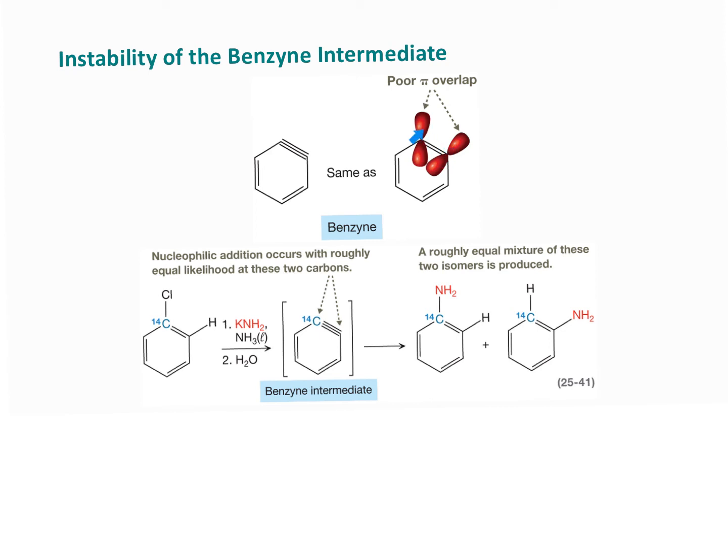We have some really poor pi overlap. These p orbitals that are adjacent are normally parallel in a pi bond, but here they're about 60 degrees apart. And so that's what makes the overlap here so poor, as well as making the pi bond really abnormally weak and benzyne highly reactive. Because benzyne is so highly reactive, it hasn't been isolated or purified, though a lot of experiments indirectly support its existence.